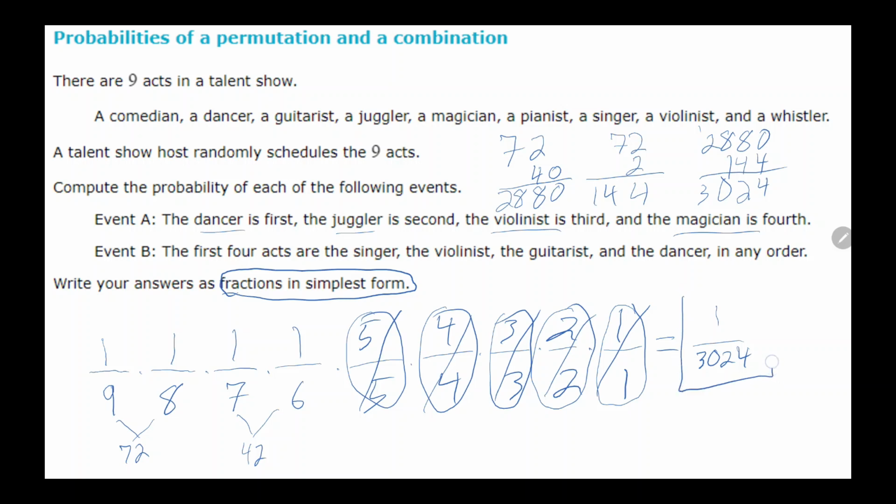So that's the probability. This would equal the probability of event A happening. It's obviously pretty small, and we shouldn't be surprised about that.